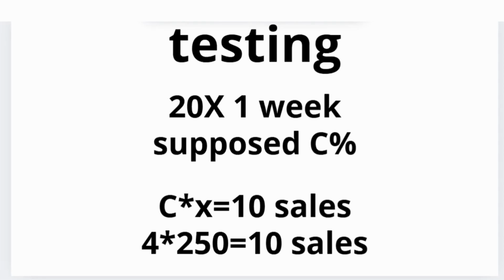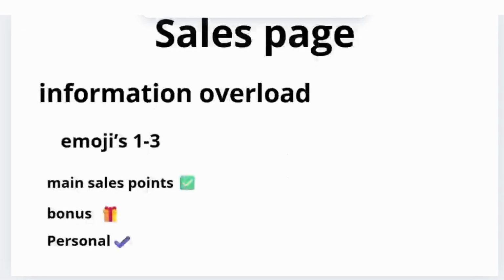Now here's how to improve your sales page. Look at this video if you want to get the best converting words for your sales page. Then look at your sales page. First, look for information overload. The maximum amount of emojis you should use is between 1 and 3. There is no reason for it to be more. 1 emoji is all you need, and it should be the green check mark, which you use to list the products on your sales page. You can use the gift emoji to list all the bonuses, and you can choose one personal emoji. I prefer this purple check mark.